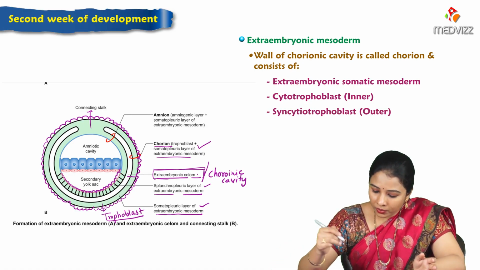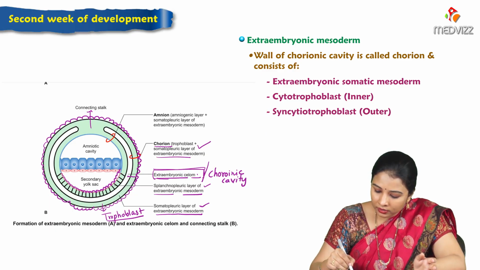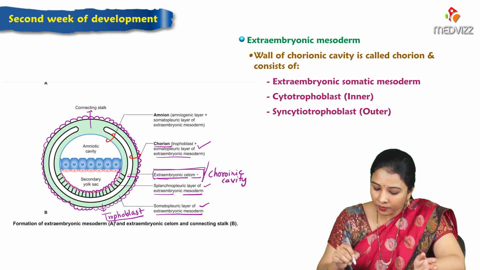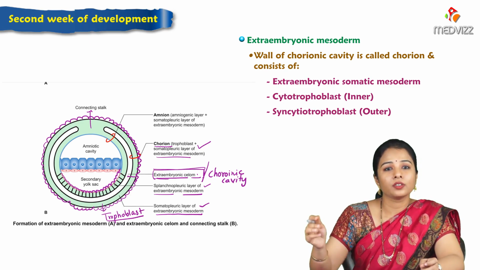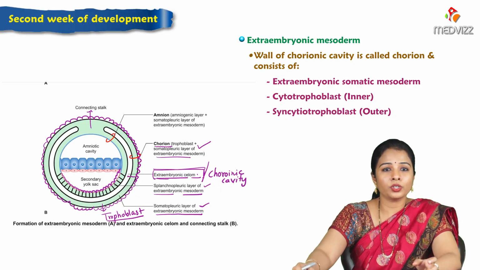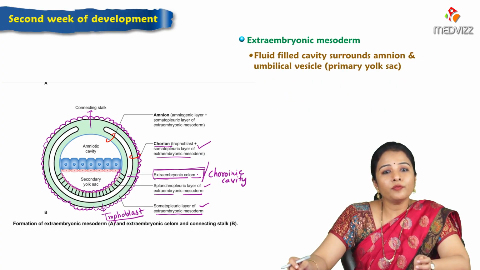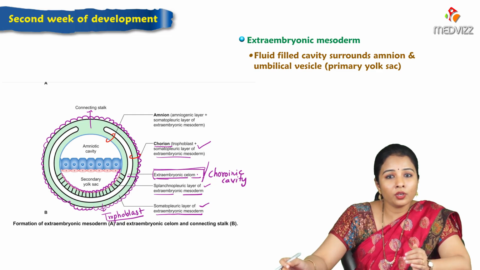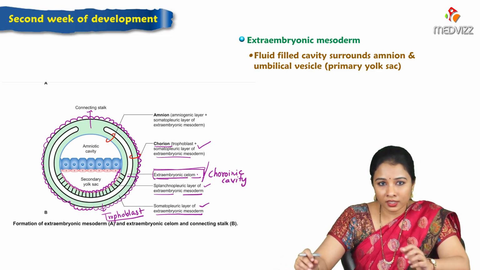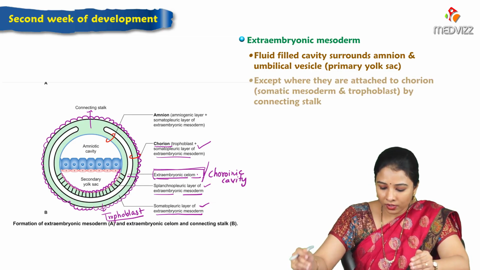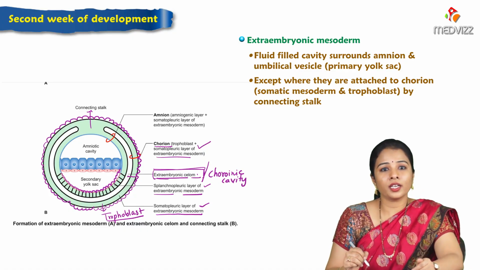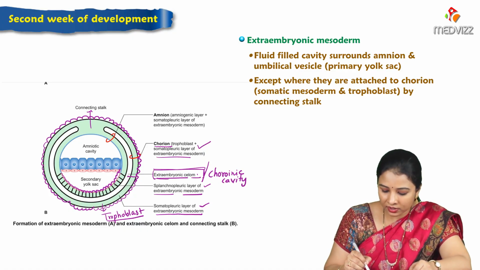So the three components of chorion are cytotrophoblast, syncytiotrophoblast together, and somatopleuric extraembryonic mesoderm. These are the three components of chorion. The fluid-filled cavity surrounds the amnion and the umbilical vesicle, that is the primary yolk sac, except where they are attached to the chorion. So except where they are attached to the chorion, this cavity extends.